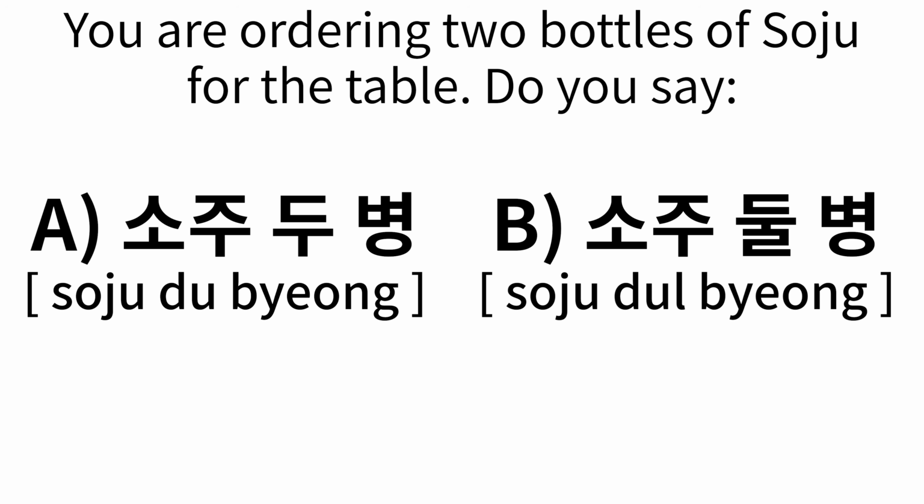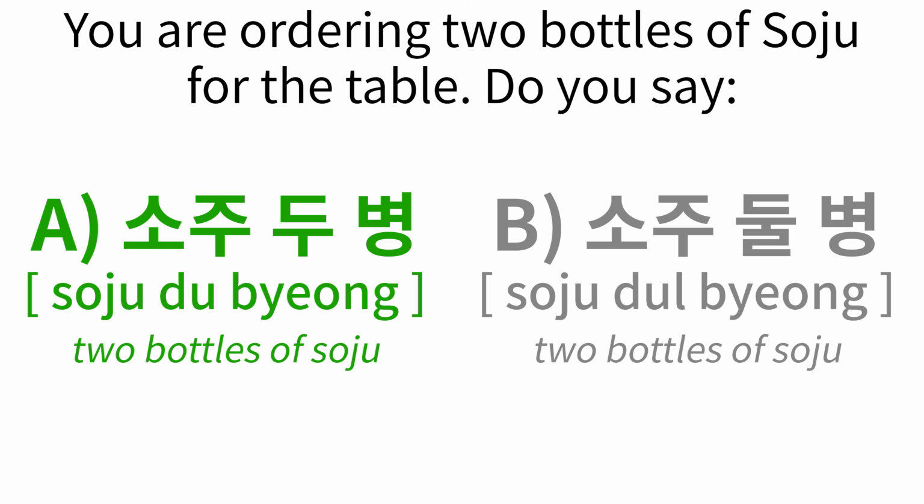Number 2, you're ordering 2 bottles of soju for the table. Do you say A. 소주 2병, B. 소주 2병? Answer A. Remember, 둘 must shorten to 두 right before it touches the counter word.